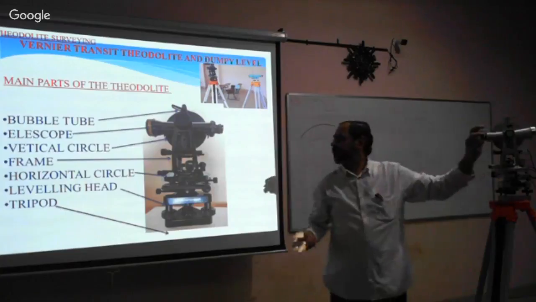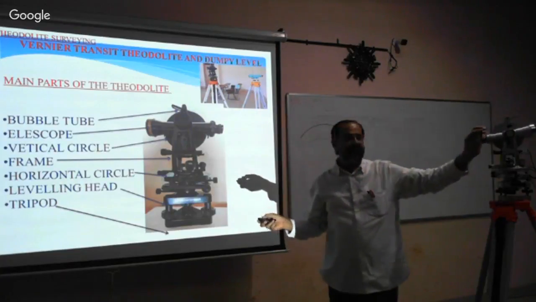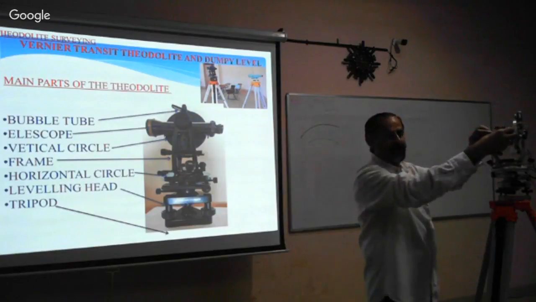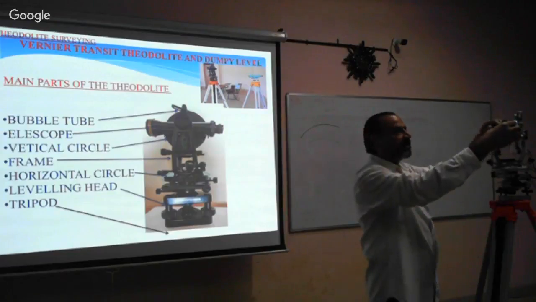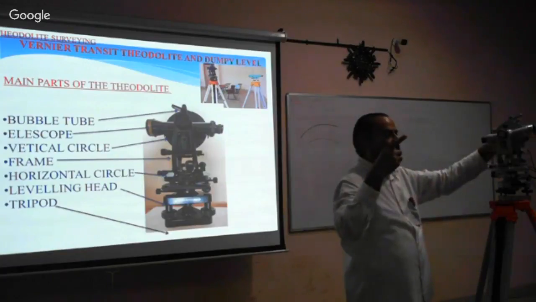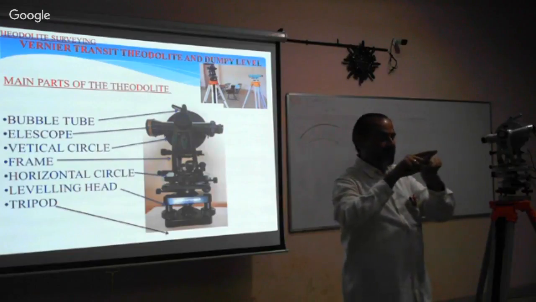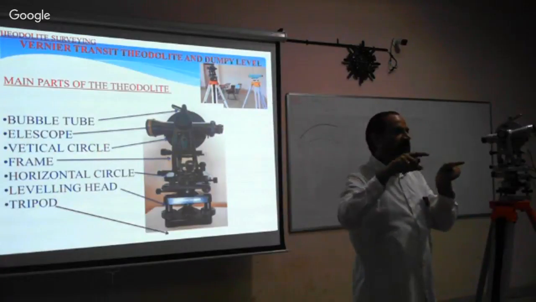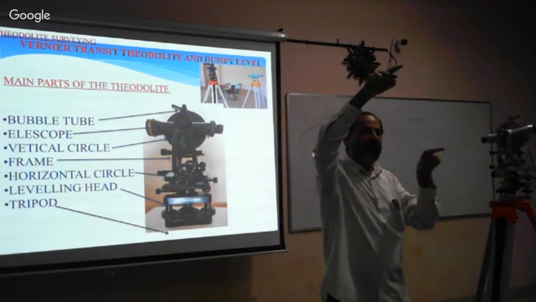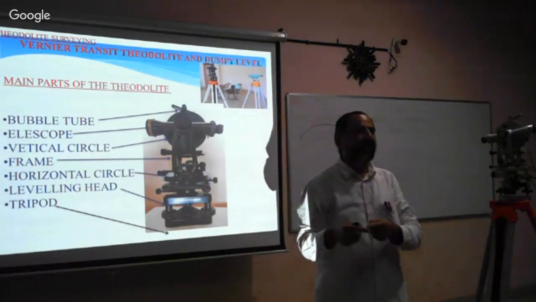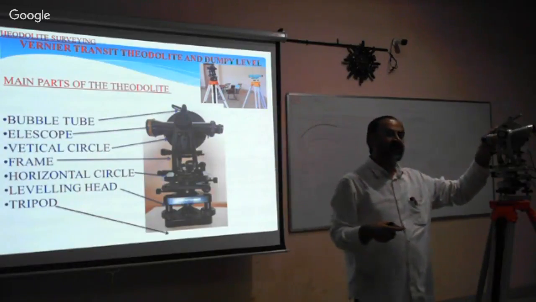And similarly, the vertical circle. This is the vertical circle. It is attached to the telescope. Now the vertical circle consists of one main circle, that is the main plate. The main plate is graduated in the horizontal axis and vertical axis, from 0 to 90, 0 to 90, and 0 to 90. And this consists of verniers.